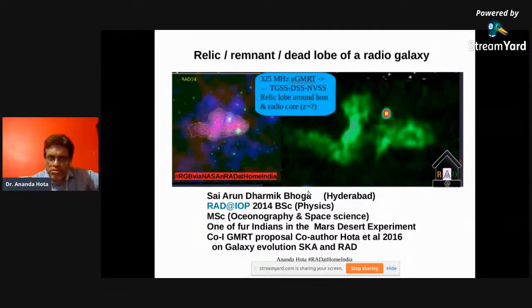Another one from Sayarun Dharmik from Hyderabad, a distorted looking shape. When you go deeper to understand, blue is VLA, red is GMRT. You see it is crazy. This is the host galaxy, but there is no jet. The galaxy has moved or the plasma has been shifted. The moment you find this kind of old plasma, your chances of connecting it to the star formation history are better. Because star formation has happened, one can see star formation history for several billion years actually. But plasmas last only a few 100 million years at most.